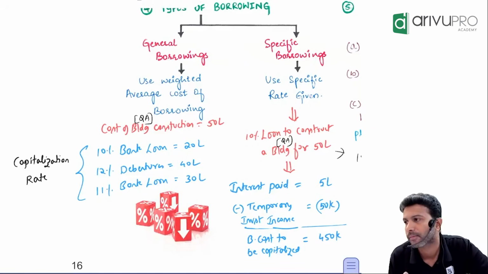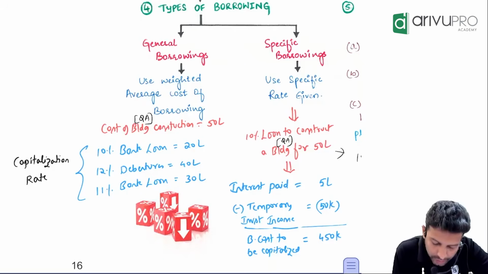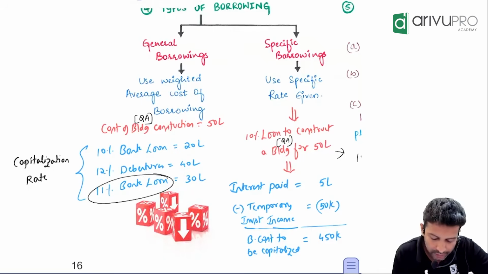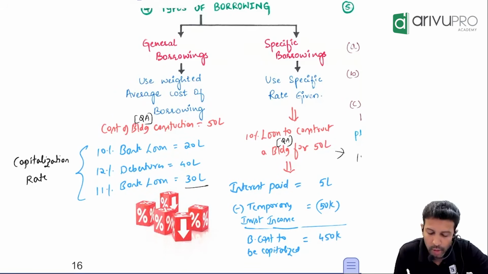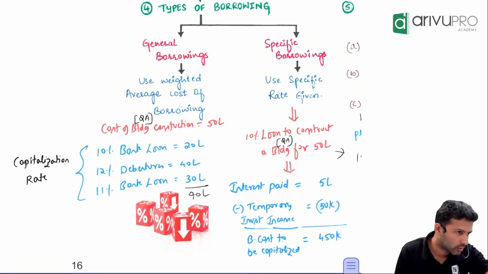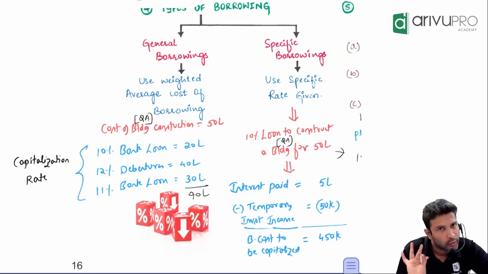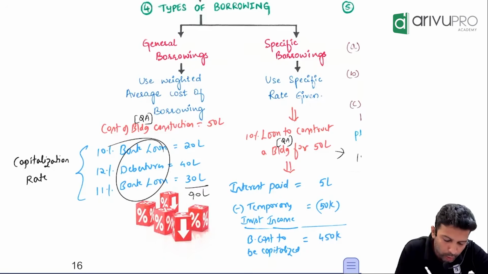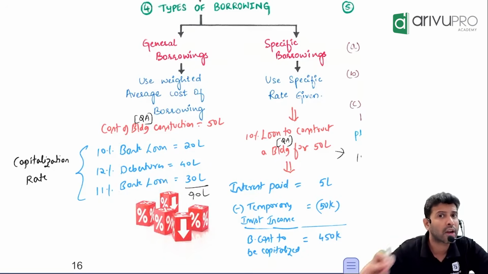How much do I need for building construction? 50 lakh. Now, I have taken 3 loans. 10% bank loan for 20 lakh. 12% debentures for 40 lakh. 11% bank loan for 30 lakh. What is my total loan amount? 90 lakh. But for building construction, I need only 50 lakh. So we have multiple loans used for multiple purposes. This is what we call general borrowing.